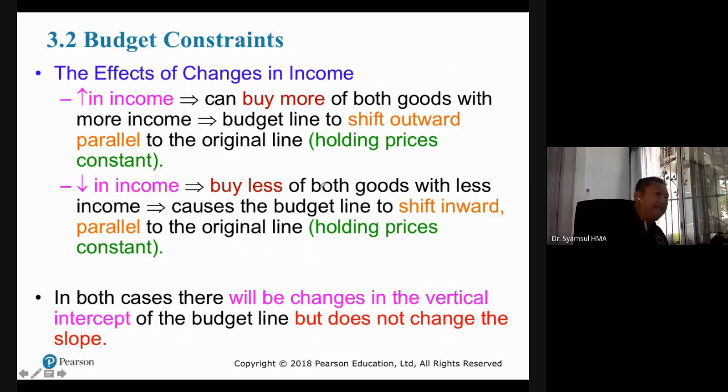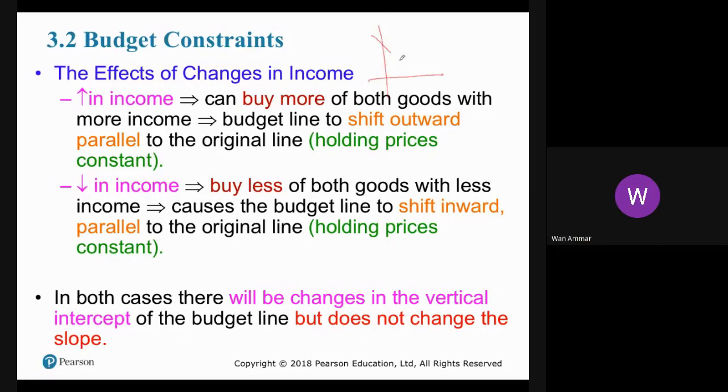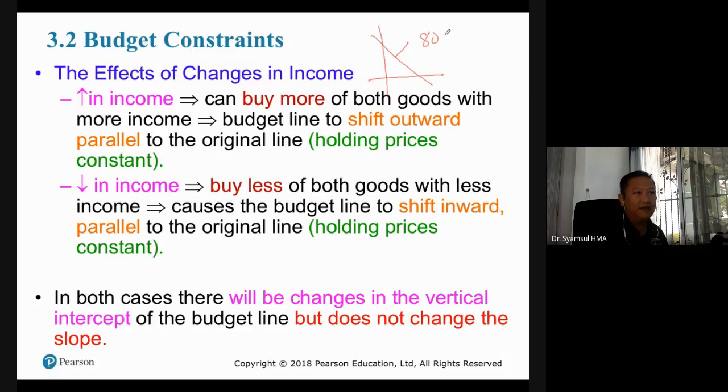More income, what happens? You can buy more. Originally you have 80. When you have more income, we assume 100. We assume that we spend everything on these two goods, F and C, fried chicken. So if you have more income, you can buy more chicken. So it shifts in parallel while holding price constant. There is no change in price, and you spend everything on the same products.